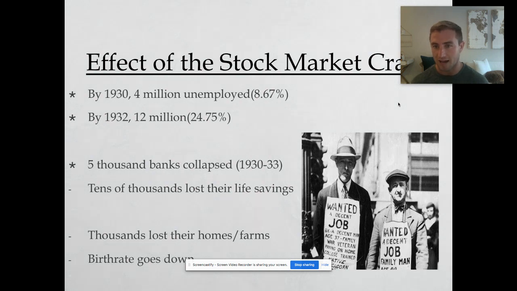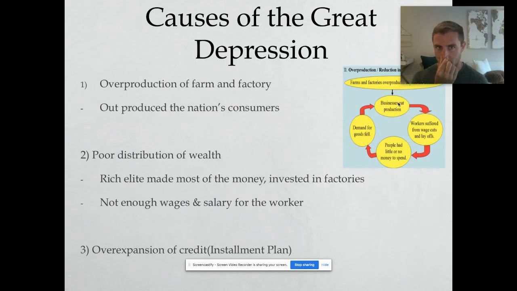With all of this lack of money, people aren't buying things. Businesses are closing. When businesses close, we see unemployment rise, which only adds to the problems. In 1930, there are 4 million unemployed. 2 years later, 1932, that's the worst year of the Great Depression. We see 12 million unemployed. That is about a fourth of the country. Banks collapse. Thousands lose their homes and their farms. This, of course, is the Great Depression.